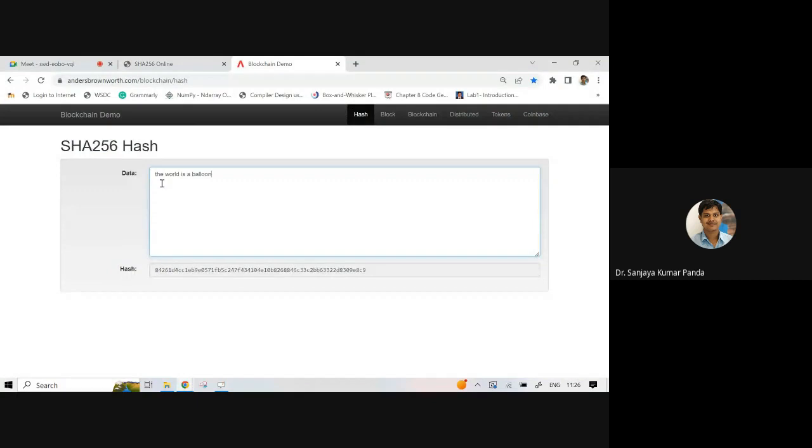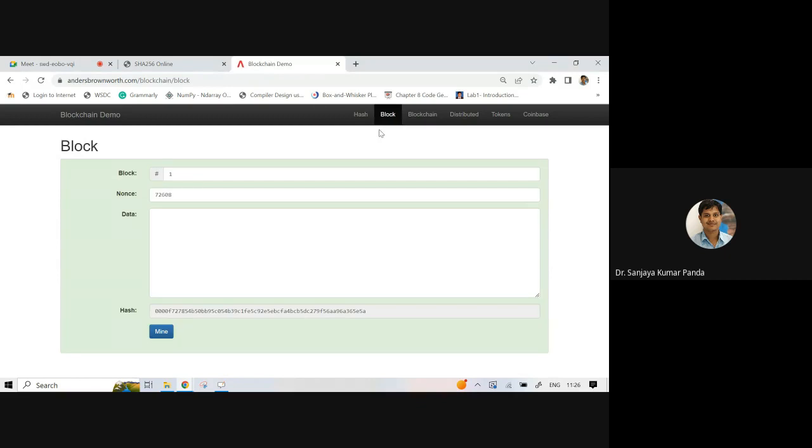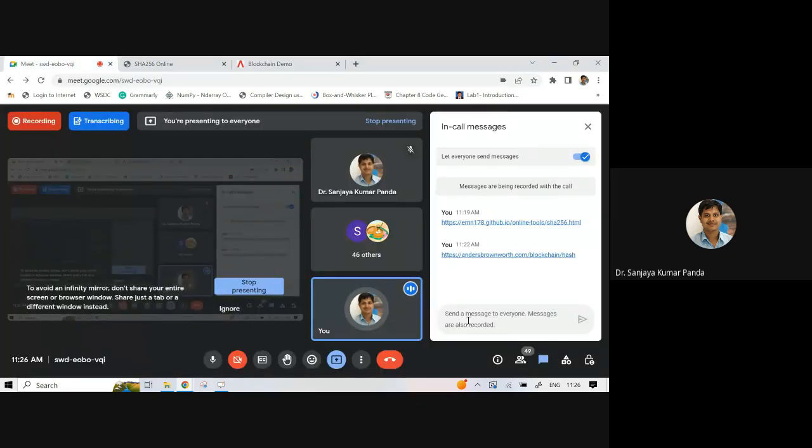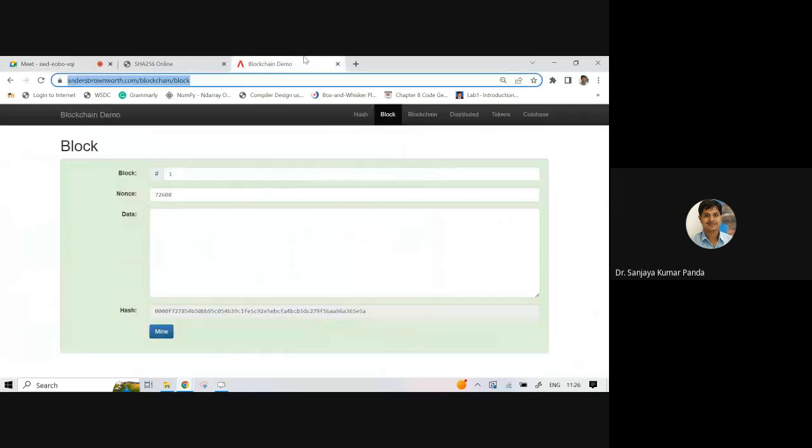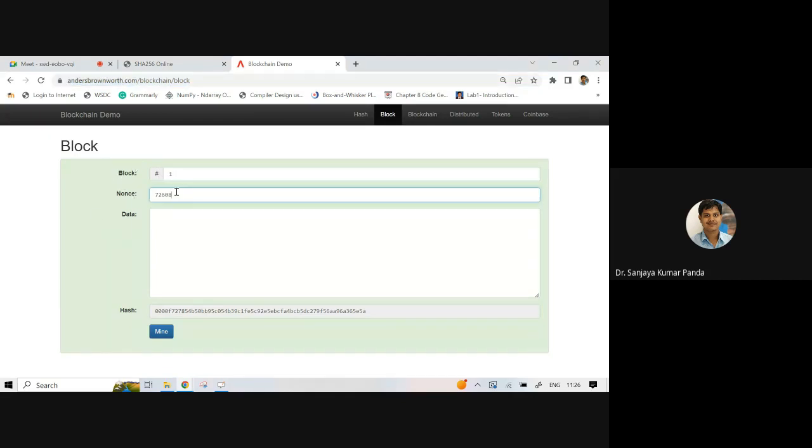This is simply where we put in data and we got the hash value. If you want to know about the block, you can go to this particular tab. Let me share it also. If you have not received it, you can download it by clicking here in the chat box. So here you can see a simple block. A block has a block number, it has a nonce and a data block, and using this, a hash is generated.